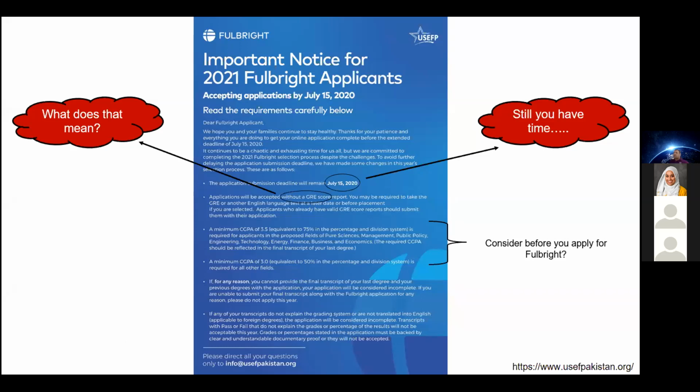But keep in mind, I am a veterinarian, but if I would like to work in sensor technology, like heat detection sensors, this will fall in technology. So then you have to have a 3.5 CGPA. So keep this in mind when you are choosing your program for application in the Fulbright.